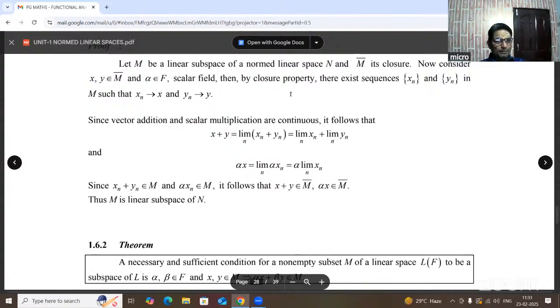So by the closure property, there exist sequences xn and yn. There are two sequences in capital M, such that xn converges to x and yn converges to y.